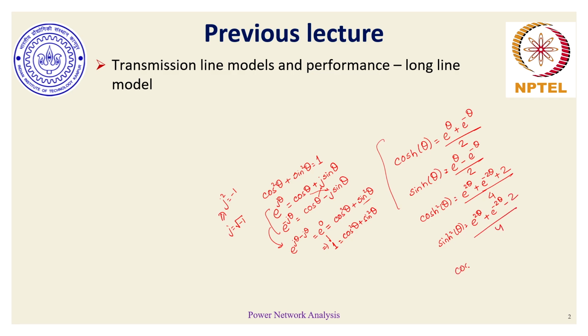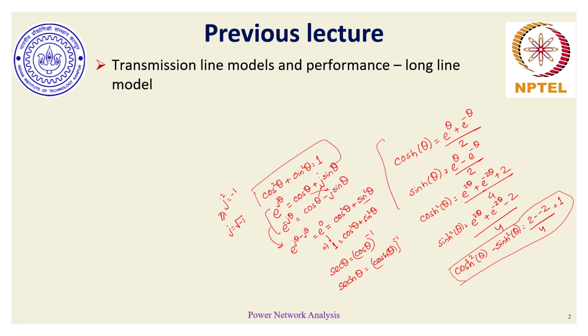If we now subtract sin hyperbolic square from cos hyperbolic square, we have 2 minus 2 by 4, which is eventually equal to 1. And the way sec theta is equal to cos theta inverse, on similar lines, hyperbolic sec theta is equal to inverse of cos hyperbolic theta also. So, we have cos hyperbolic square theta minus sin hyperbolic square theta equal to 1, unlike cos square theta plus sin square theta equal to 1.